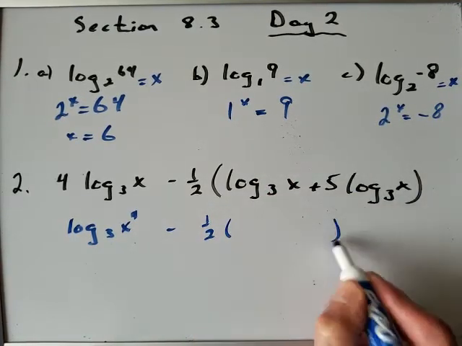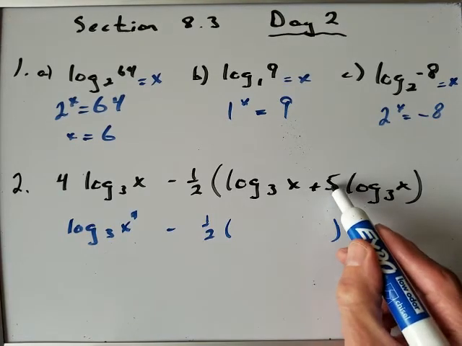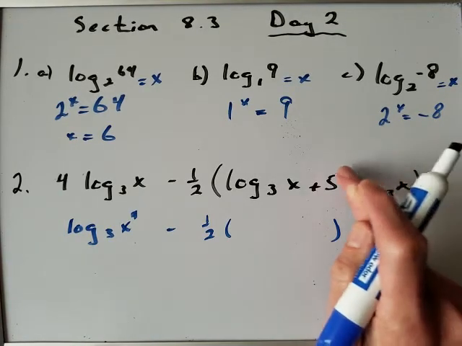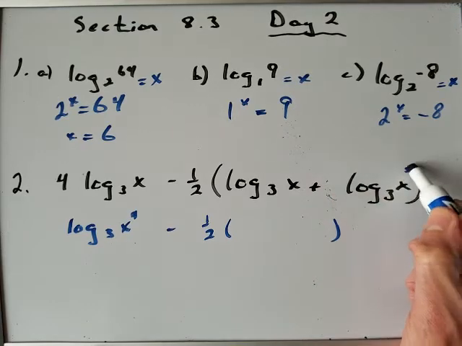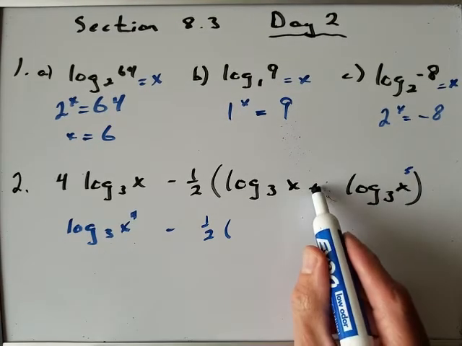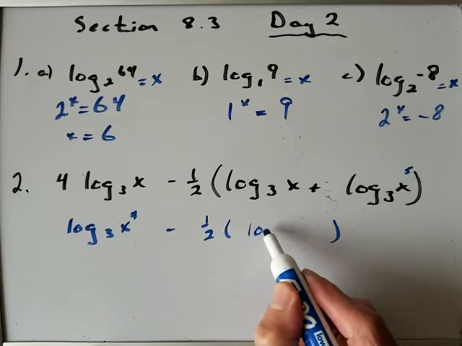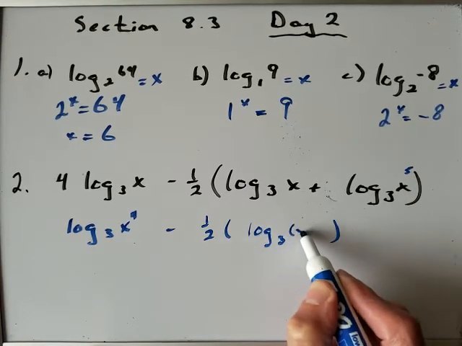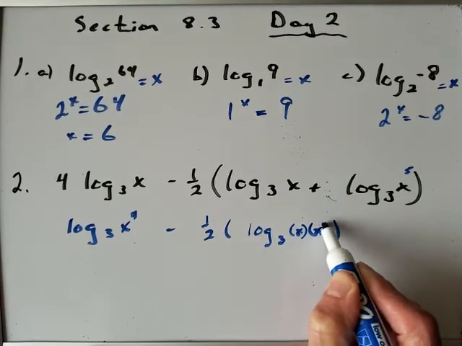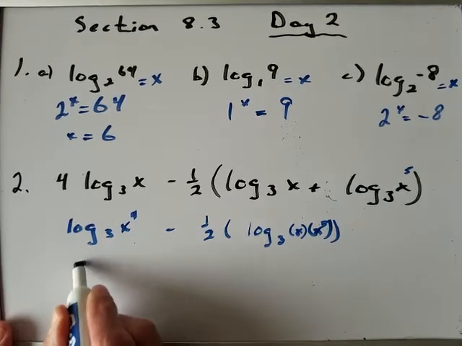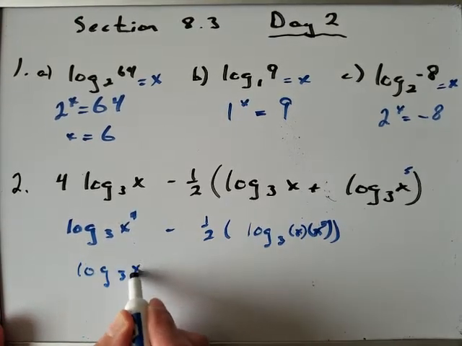And on the inside, I'm going to do two things at the same time. This 5 comes up as a power. You don't have to be erasing. And then an addition means we can put it together as a multiply. We can put this together as an x multiplied by an x to the power 5. Now, what would this simplify down a little bit further to?